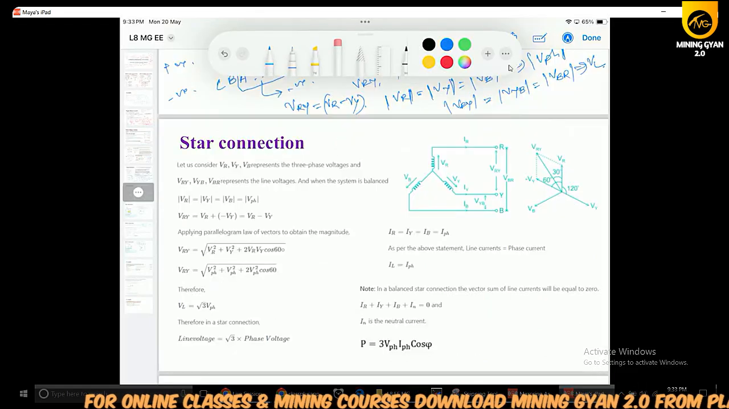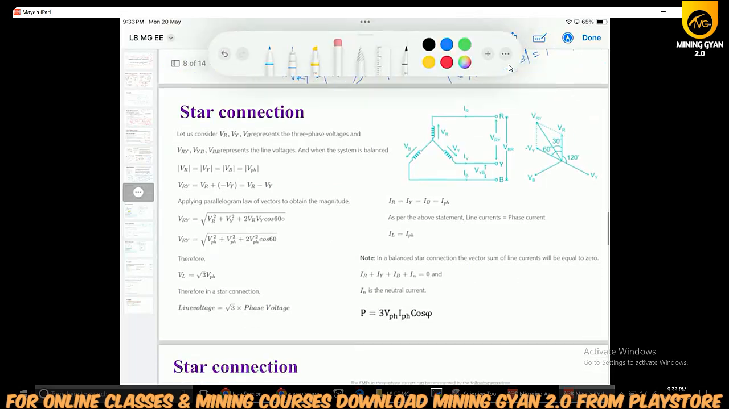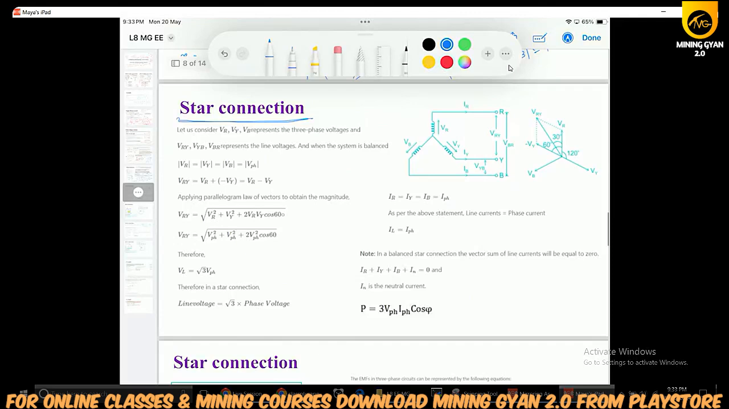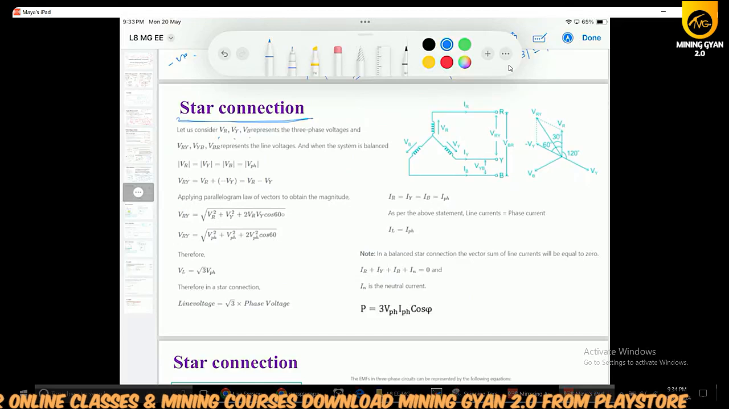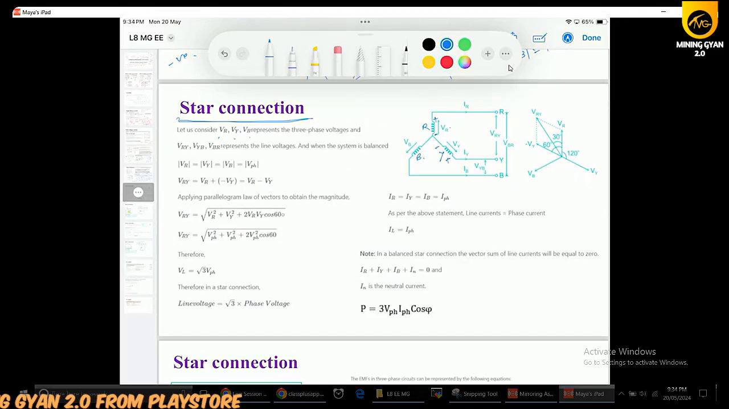As you know, we can connect the three coils either in star connection or in delta connection. So first of all, let us see how to make a star connection. Let us consider VR, VY and VB represent the three phase voltages. Why are these called phase voltages? Because this coil is related to R phase, this coil is related to Y phase, and this coil is related to B phase. That's why the phase voltage across this coil is VR, across this coil is VY, and across this coil is VB.